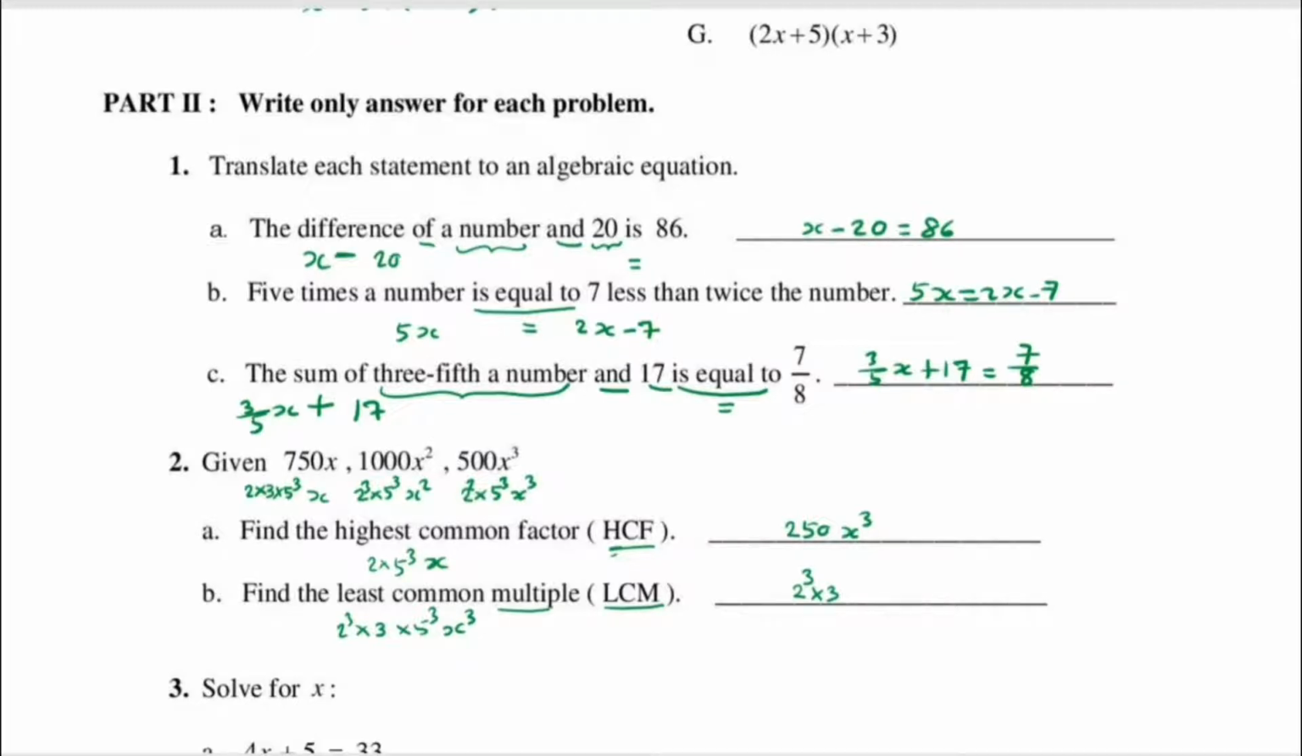So what is this? 2 to the power 3 is 8. 8 times 3 is 24. 24 times 125, you can use a calculator, 125 times 8 times 3, is 3000. So let's write 3000x to the power 3. So 3000x to the power 3 is divisible by all three numbers, and this is the smallest of this kind.